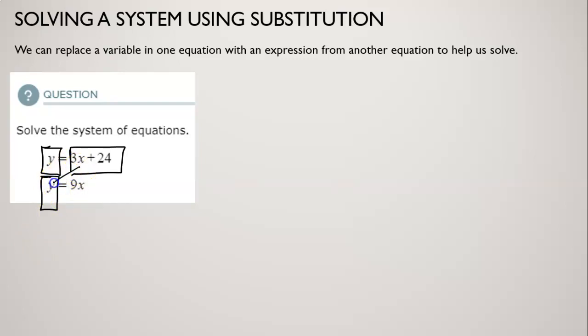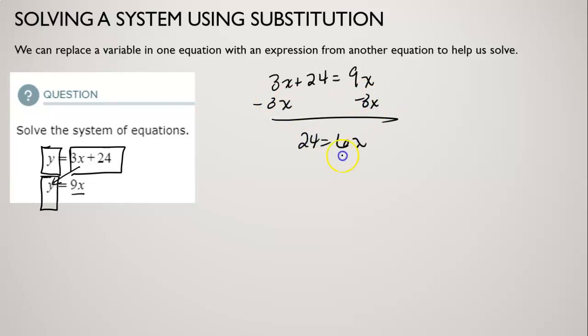So I'm going to take my dollar and put in 4 quarters. I'm going to replace the y with 3x plus 24. And that's equal to 9x. I'm going to subtract my 3x from each side. So I get 24 equals 6x. I'm going to divide both sides by 6, and so x equals 4.